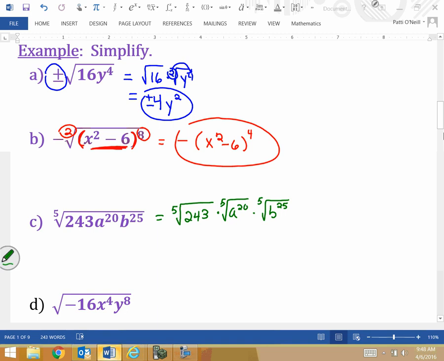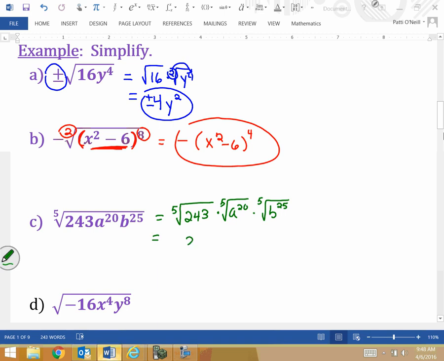The 5th root of 243, we have to think to ourselves, is there a number that can get multiplied by itself 5 times to get us to 243? So I know that 2 to the 5th is 32, so I'm a little bit low there. But 3 to the 5th will be 3 times 3, which is 9, times 3, which is 27, times 3, which is 81, times 3, which is 243.